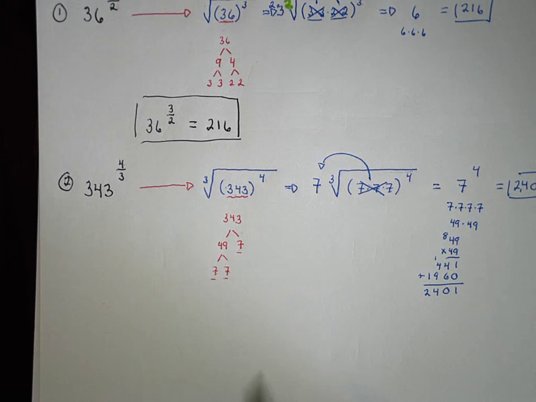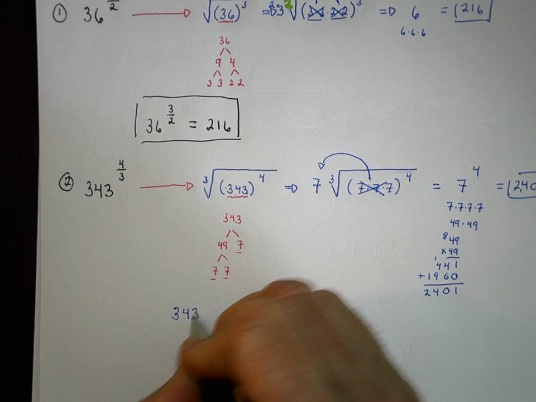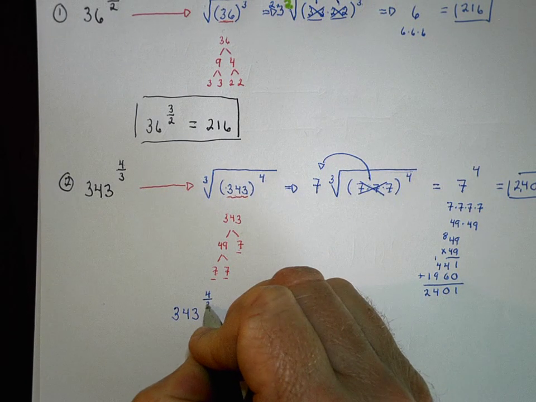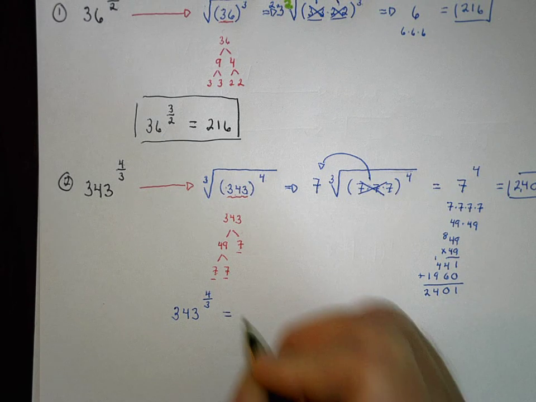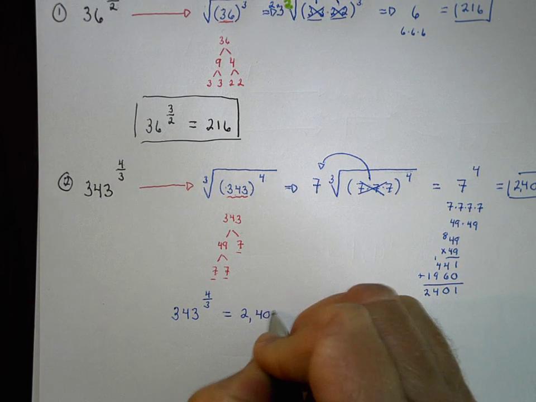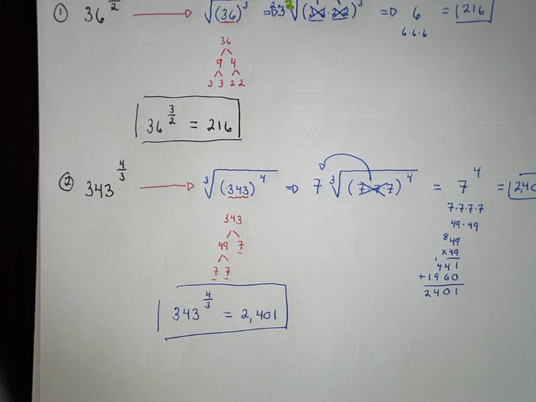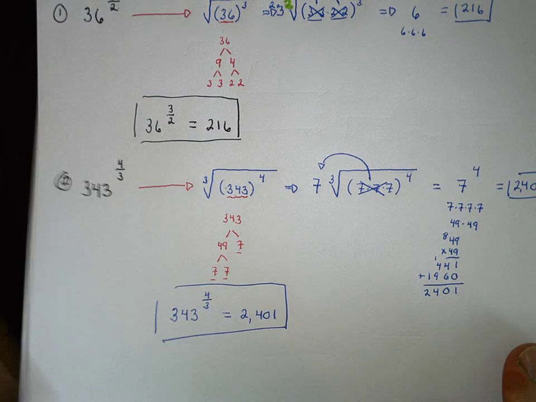Okay, 2,401. So I just evaluated this expression. So what am I saying? I'm saying that 343 to the exponent of 4/3, when I evaluate it, is exactly equal to 2,401. All right? Okay, example number 3. Let's do 2 more of these, and then we'll be done.